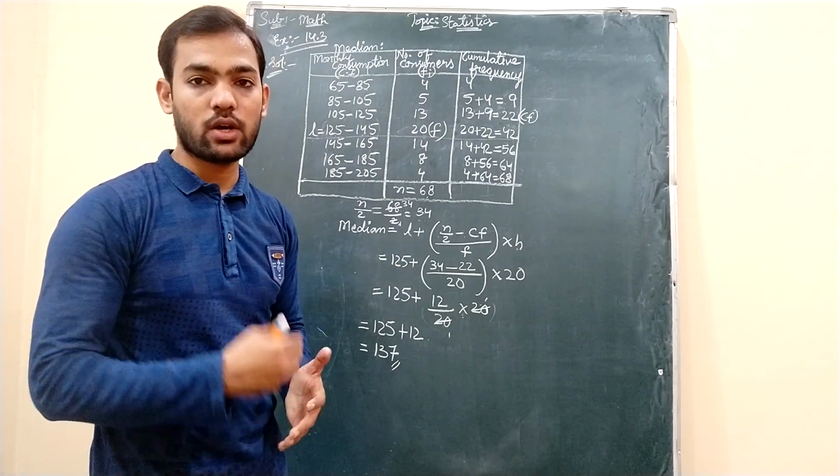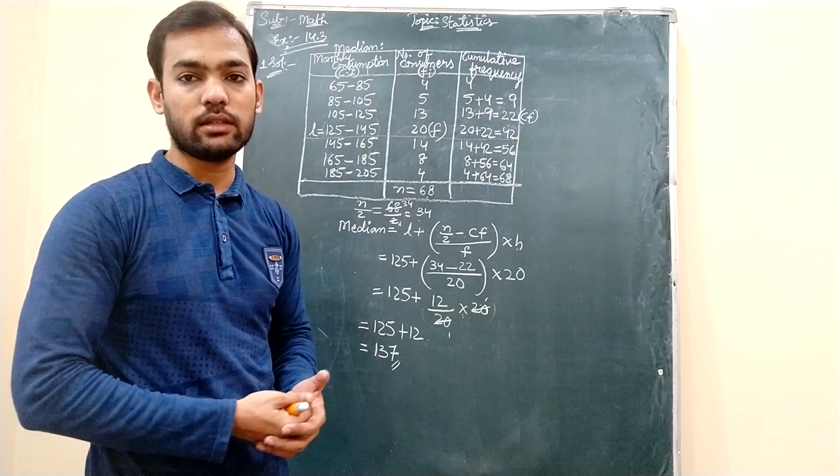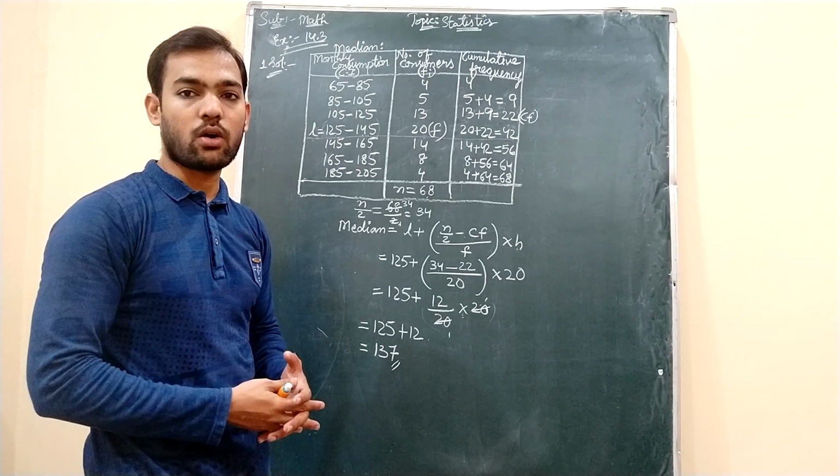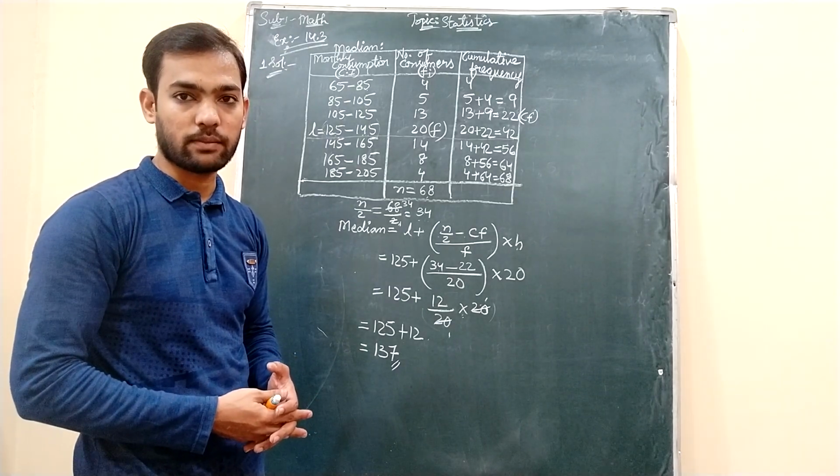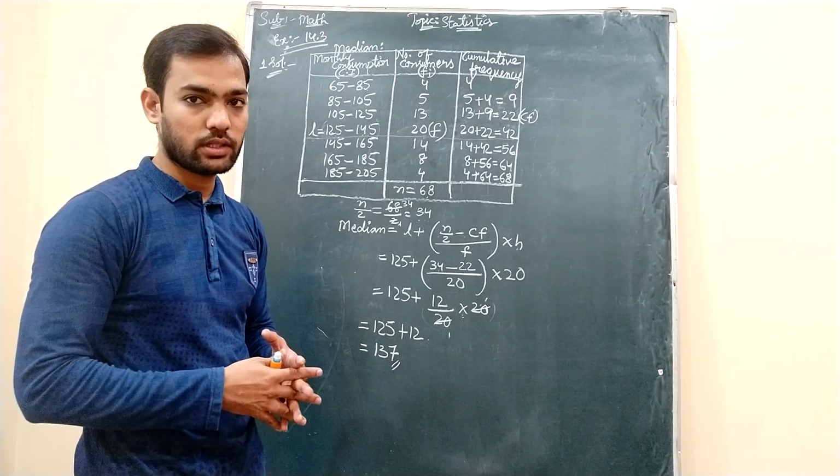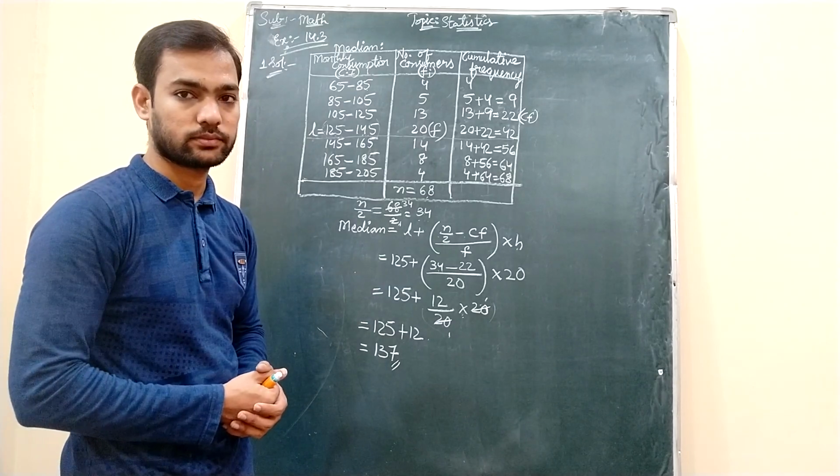Now we have to find out mode as well as mean, and then we need to compare all the three measures of central tendency. Okay students, any doubts? Copy down.